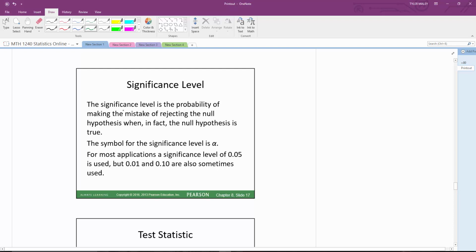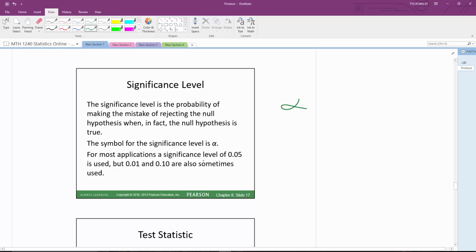So another thing that we need to discuss is called a significance level. The significance level is the probability of making the mistake of rejecting the null hypothesis when in fact the null hypothesis is true. The symbol we use is alpha, which is here. This is the symbol we use for the significance level.